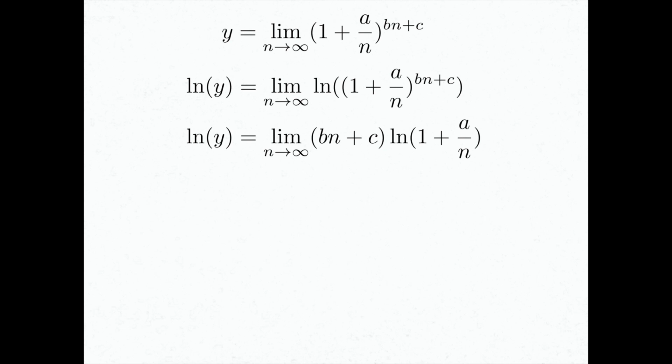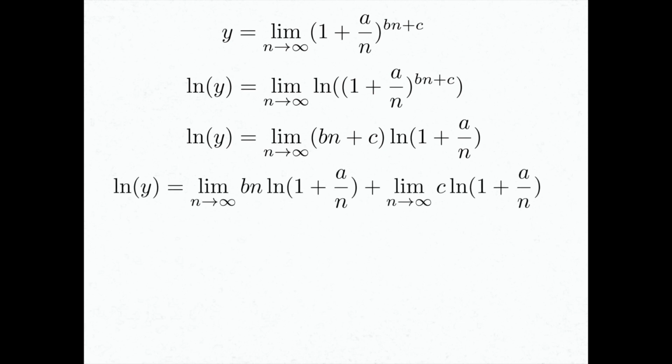We can now use the distributive property to separate this limit into two different ones. One with c times the natural log of 1 + a/n, and one with b times the natural log of 1 + a/n. Looking at the first limit, we notice that as n goes to infinity, we have c times the natural log of 1, which just becomes 0, so this goes away.